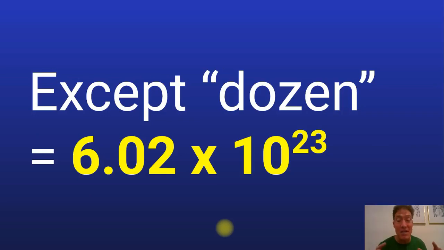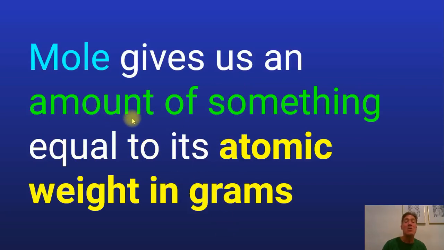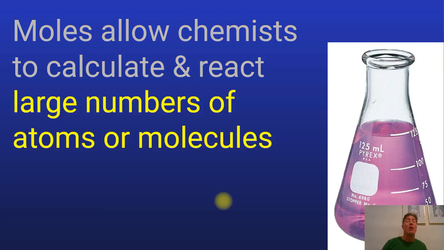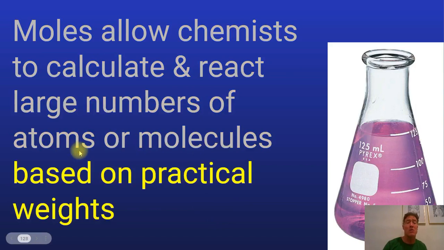Except by dozen here in chemistry, I don't mean 12, I mean an Avogadro's number, a giant dozen, 6.02 times 10 to the 23rd. This gives me a usable amount of something. That something is going to be equal to its atomic mass in grams. Remember, the mole converts atomic weight to grams in the laboratory. This allows chemists to calculate and react large numbers, inconceivably large numbers of atoms or molecules based on practical lab-appropriate weights.